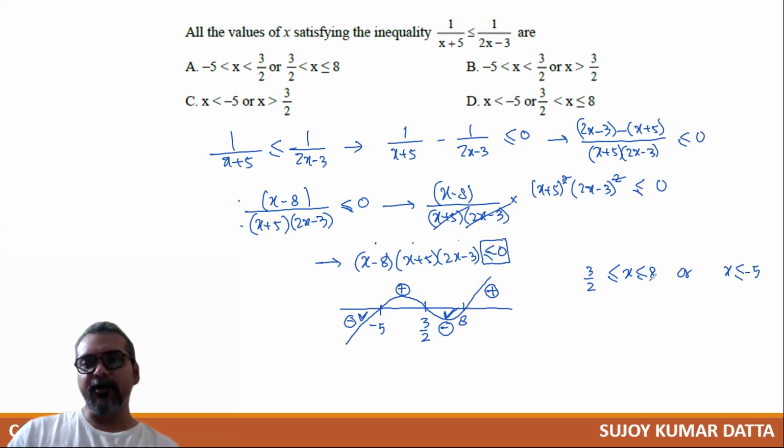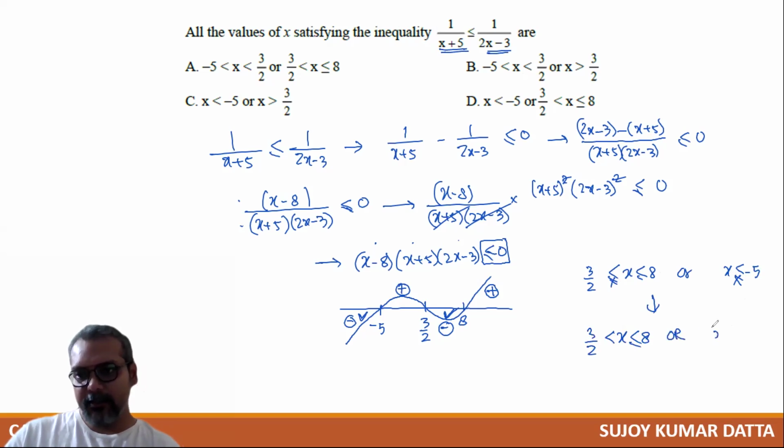but now let us figure out what the original question was. The original question had x plus 5 in the denominator. So we can't put an equal to sign here. And we had 2x minus 3 also in the denominator. So we can't put equal to 3 over 2 there as well. So final answer, x is less than equal to 8, greater than 3 over 2, or x is less than negative 5.